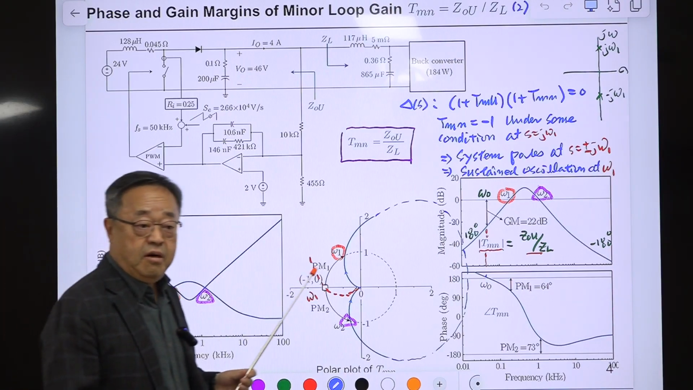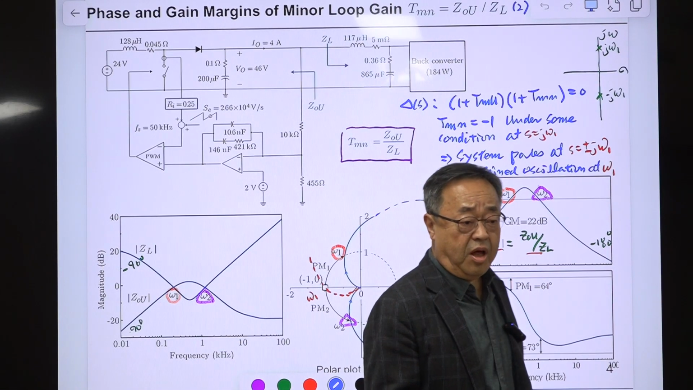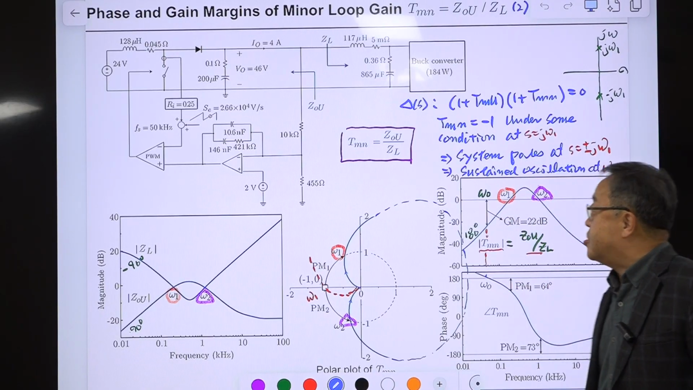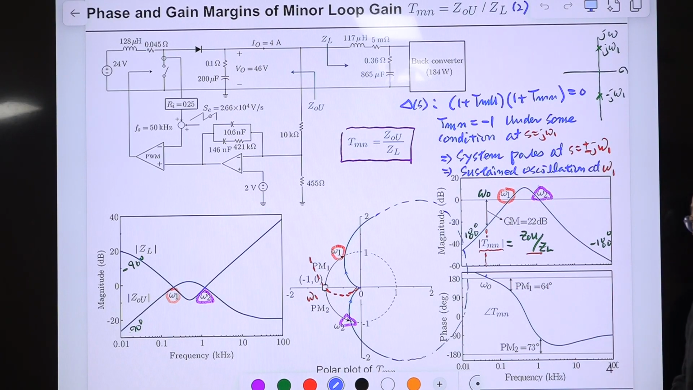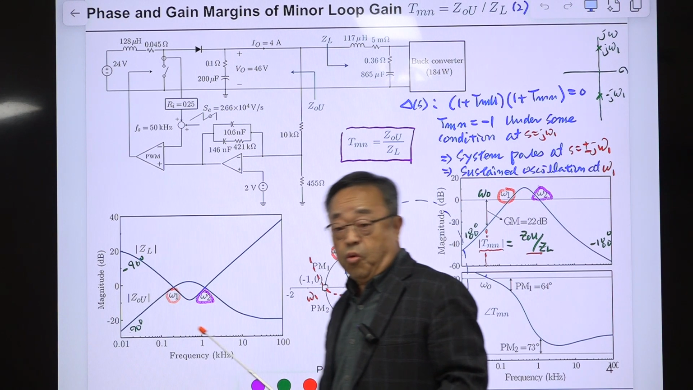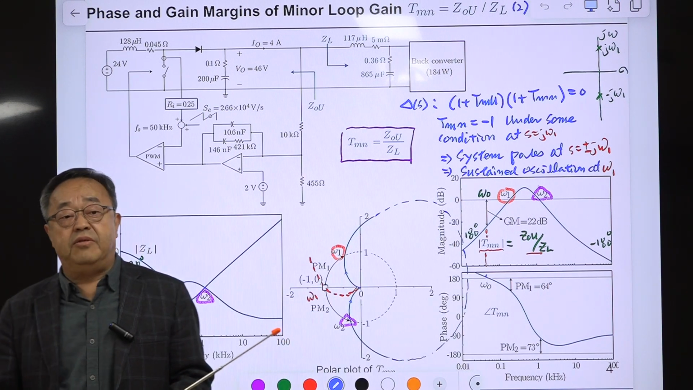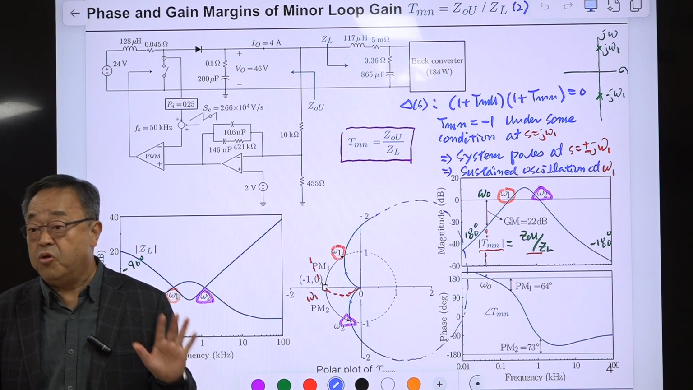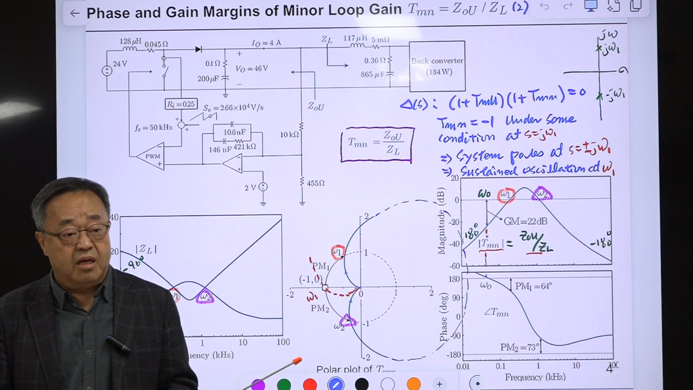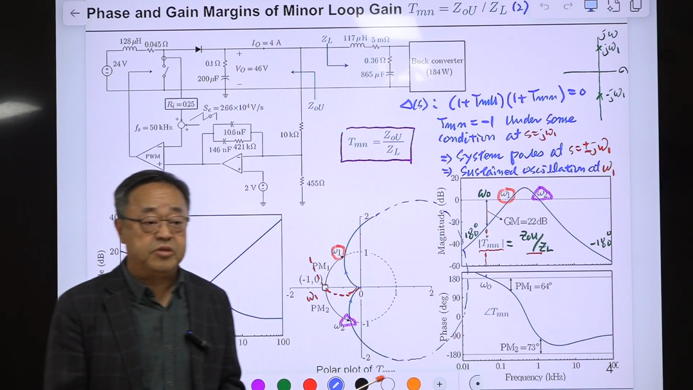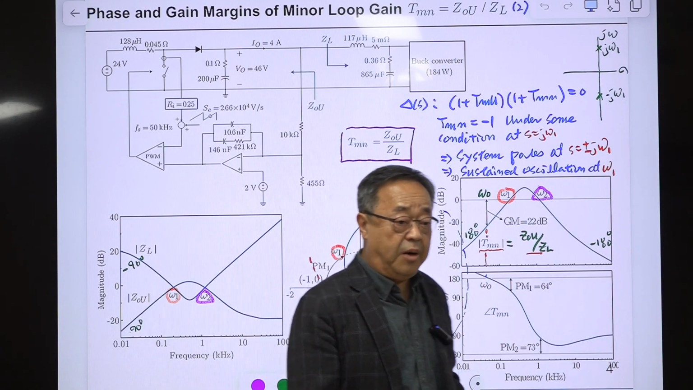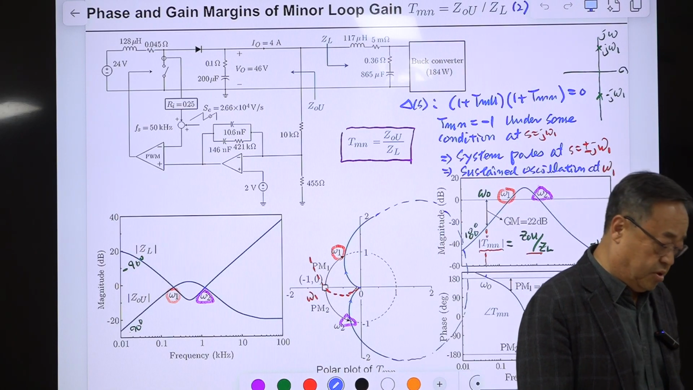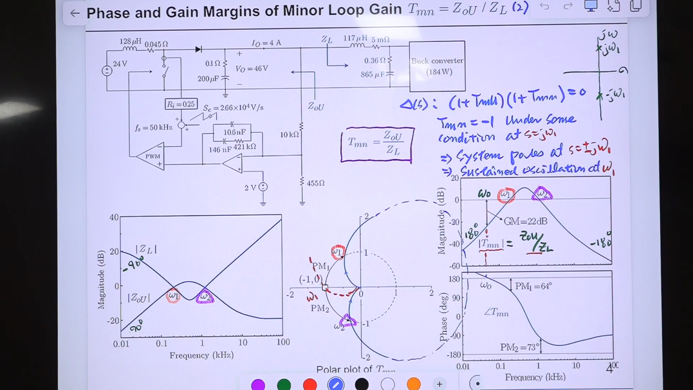Hi, everybody. This is the second class of lecture 14. In the previous class, we discussed the characteristic equation of the load coupled converter, and we identified the minor loop gain as the critical element to determine the stability of this load coupled converter, and we discussed the relative stability and absolute stability of the load coupled converter using the minor loop gain.